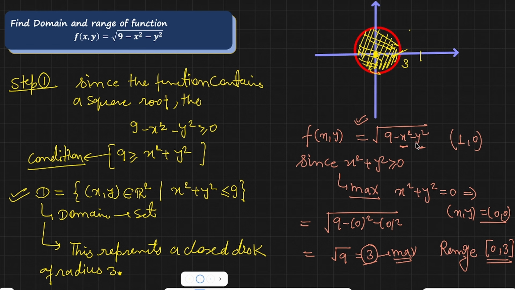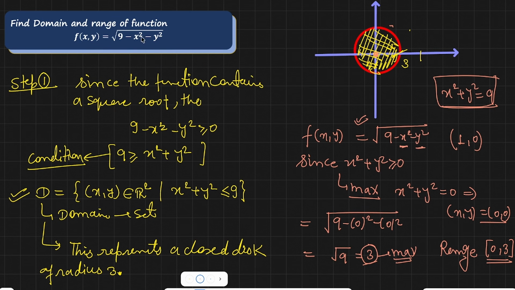The function attains 0 when x square plus y square is equal to 9. If it is 9, then at the boundary of this domain it will give you the 0 value. And at the origin point it will give you the maximum value. This is something called the range.